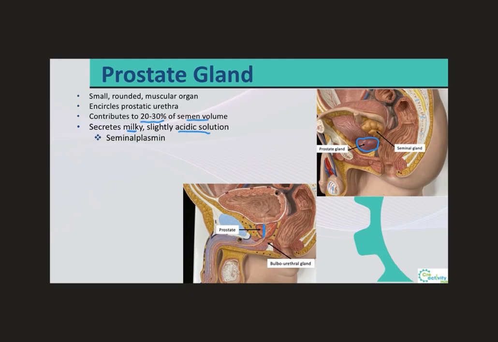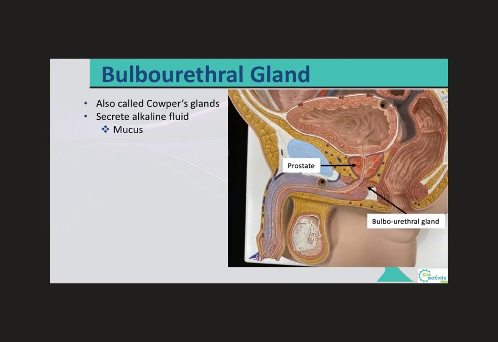In addition to several other compounds of very uncertain significance, the prostatic secretions contain what we call seminal plasmin, which is an antibiotic that may help prevent urinary tract infections in males. And these secretions are going to be ejected into the prostatic urethra by the peristaltic contractions of the muscular wall of the prostate. And lastly, we have the bulbourethral glands, which can also be called Cowper's glands.